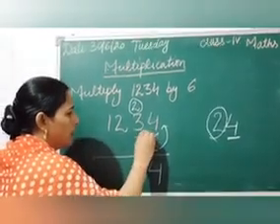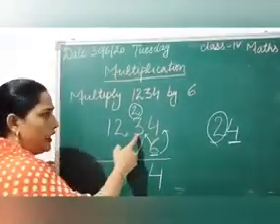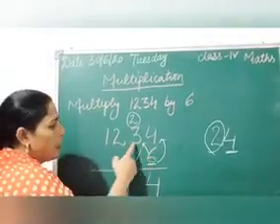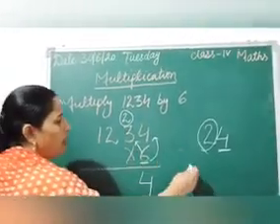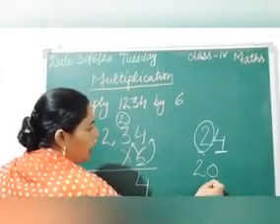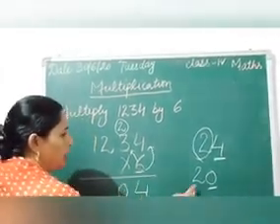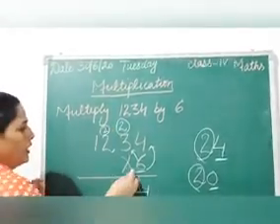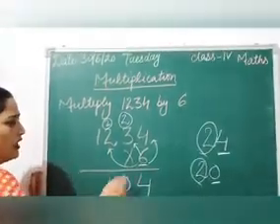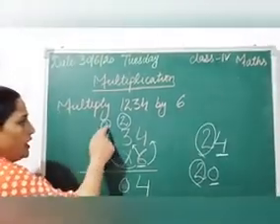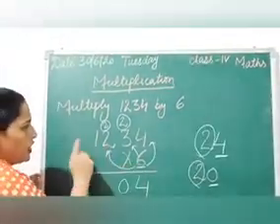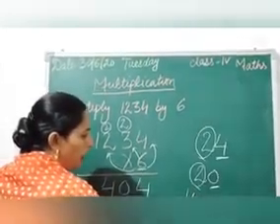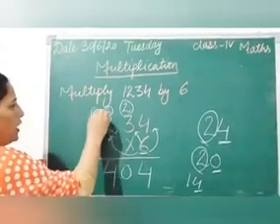Now 6 3s are 18, and this 2 will be added to 18. 6 3s are 18 plus 2 it will be 20. From 20 we will write 0 and this 2 will be carried further. Now 6 2s are 12 and this 2 will be added. 6 2s are 12 plus 2 is 14. From 14 we will write 4 and 1 will be carried over.